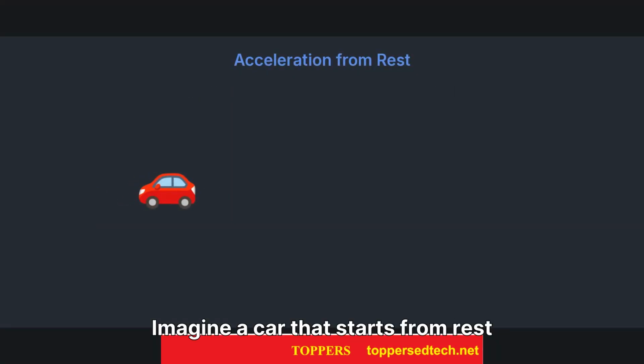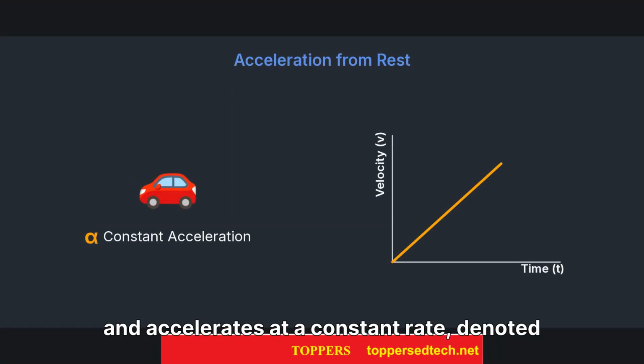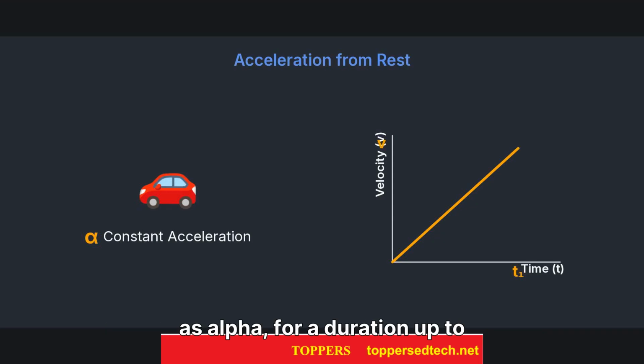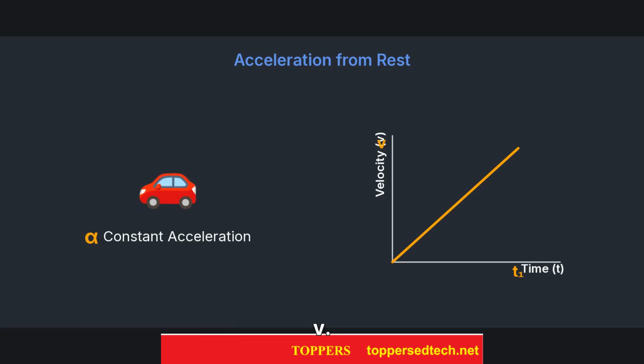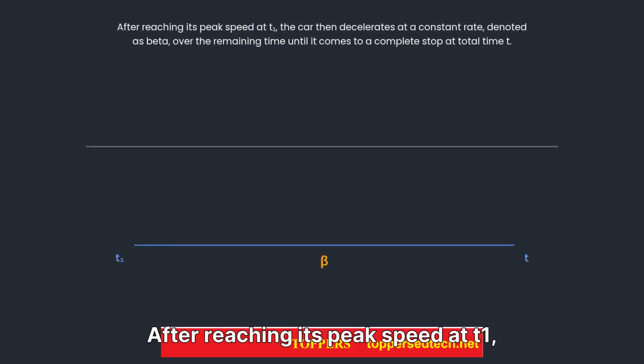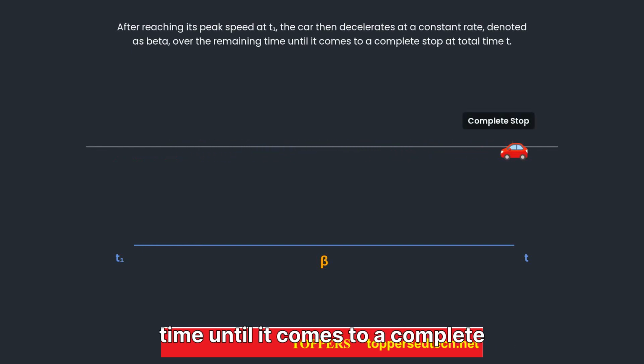Imagine a car that starts from rest and accelerates at a constant rate, denoted as alpha, for a duration up to time t1, thereby reaching its maximum velocity. After reaching its peak speed at t1, the car then decelerates at a constant rate, denoted as beta, over the remaining time until it comes to a complete stop at total time t.